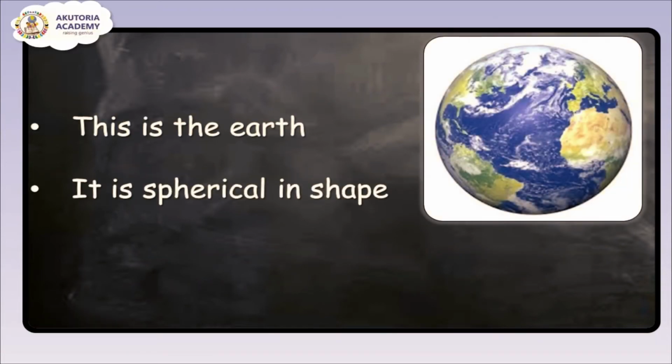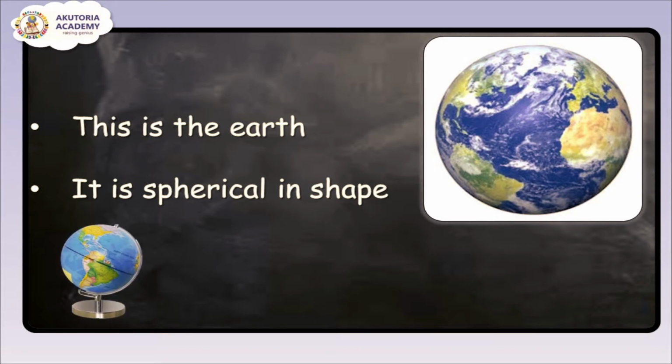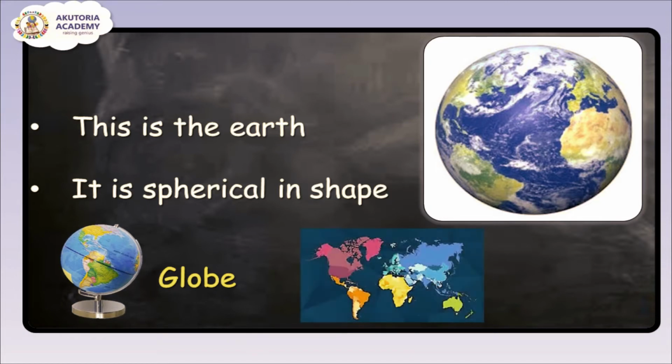This is the earth, and it is spherical in shape. The earth has land, which is majorly made up of rocks, where humans and land animals live, and water, where aquatic animals live. When we see the earth like this, it is called a globe. And when we see the earth in a flat rectangular shape, it is called a map.